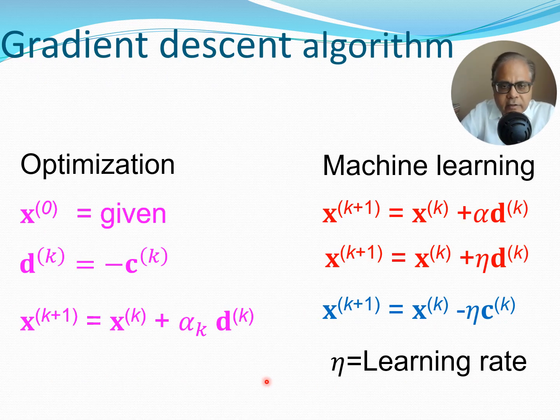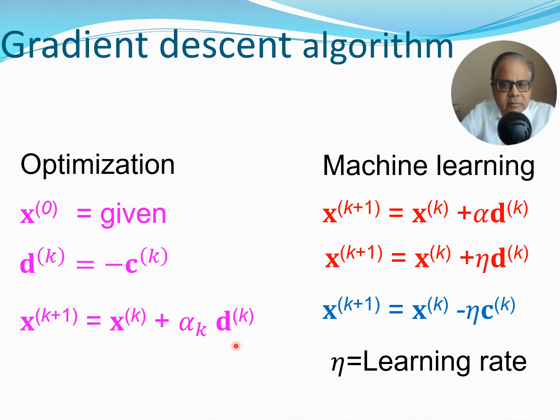So now let's look at the gradient descent algorithm. So as far as optimization is concerned, what happens is that you start with some value x0 which is given. This is the vector of design variables, sometimes known as the design vector. And of course we have the search direction dk given as negative ck, where ck is the gradient vector. So all you do in the gradient descent method is that you move in the negative direction of the gradient vector, and then you move in the design space using this formula here. Xk plus 1 is xk plus alpha k dk.